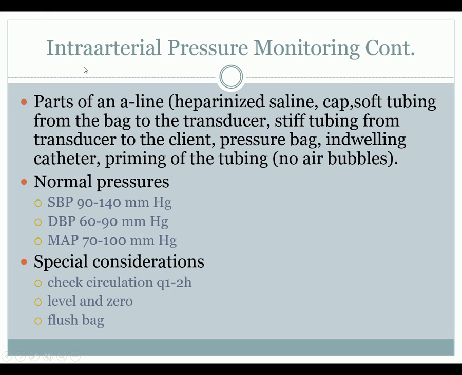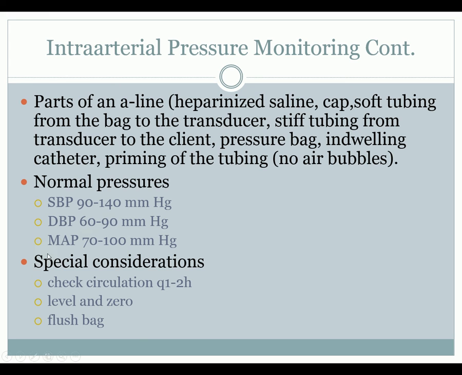Pressure readings for intra-arterial pressure monitoring: systolic blood pressure should be between 90 and 140 millimeters of mercury. The diastolic blood pressure should be between 60 and 90 millimeters of mercury. The MAP, the mean arterial pressure, if you want to make sure someone's perfusing well, should be between 70 and 100.